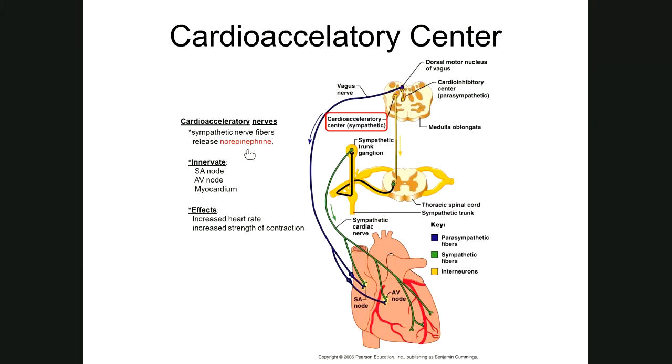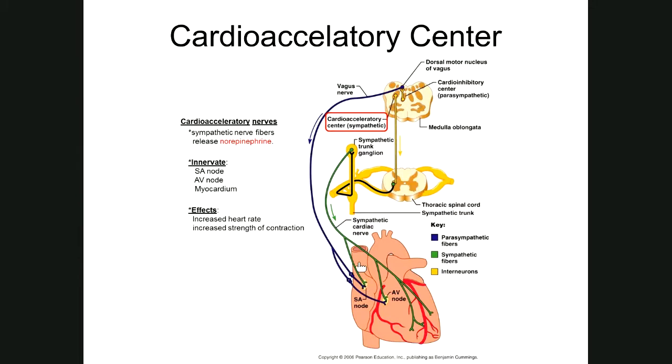Okay. Now we're going to look at that. That's going to be right here, Cardioacceleratory Center, sympathetic, and you follow the yellow down. It's going to go into the thoracic area of your spinal cord, and then synapse and go out into the sympathetic ganglion. The ganglion, then it's going to go out and go to your heart. So look at the areas that it stimulates.